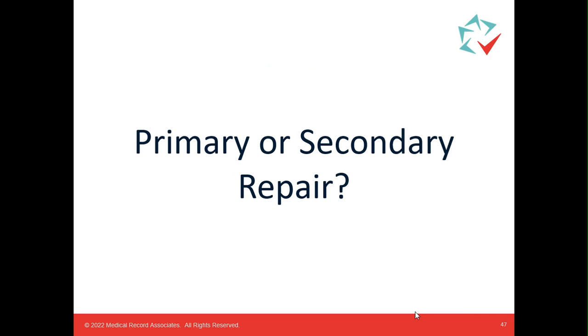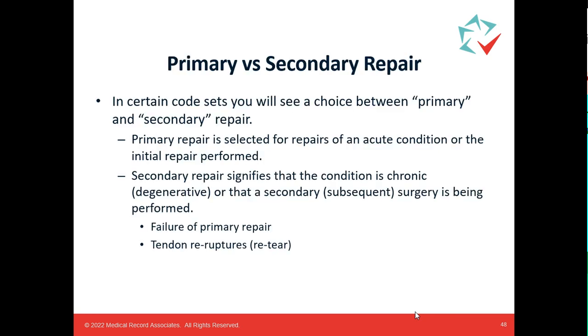As promised, we're going to talk about the definition between primary and secondary repair. So in certain code sets, you'll see a choice between primary and secondary repair. Primary repair is selected for repairs of an acute condition or the initial repair that's being performed.